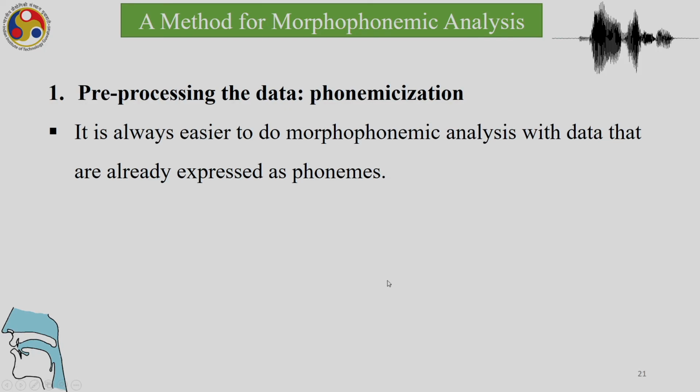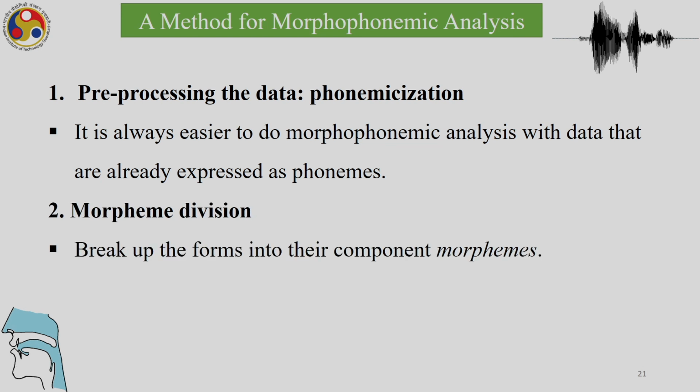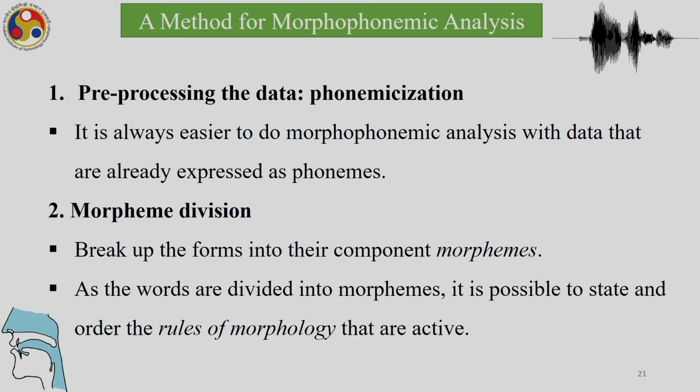So like any analysis, here also we have to do some pre-processing. So how do you pre-process the data? It is always easier to do morphophonemic analysis with data that are already expressed as phonemes. So if they are not, then there is some further difficulty there. And we have to make the morpheme division, the morpheme cuts, and we have to break up the forms into their component morphemes, not just the phonemes, remember, the morphemes. And as the words are divided into morphemes, it is possible to state and order the rules of morphology that are active.